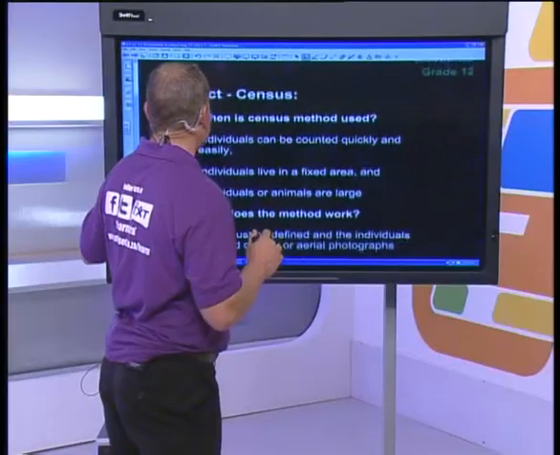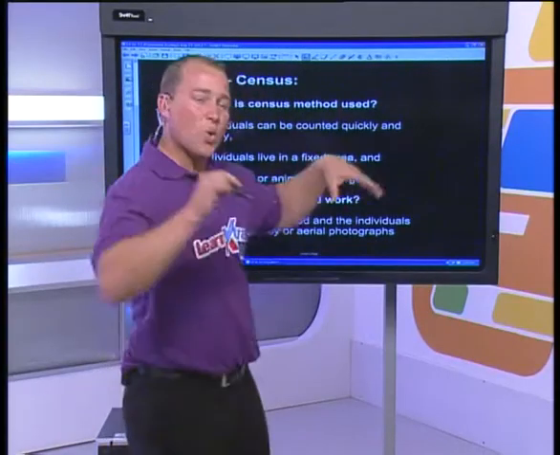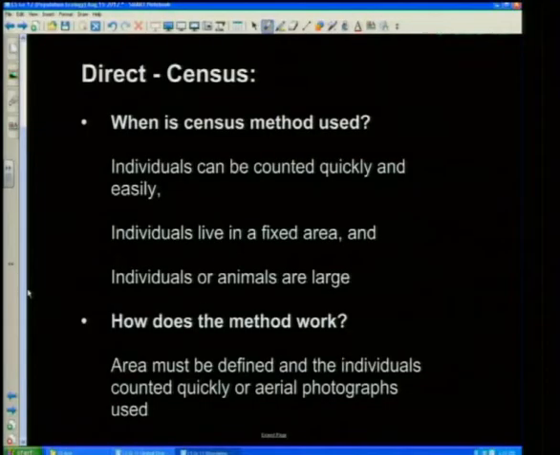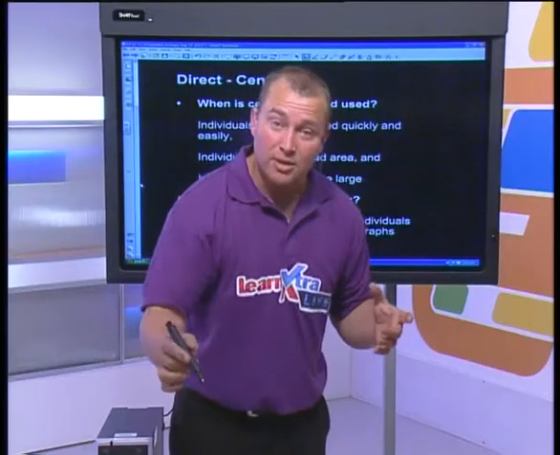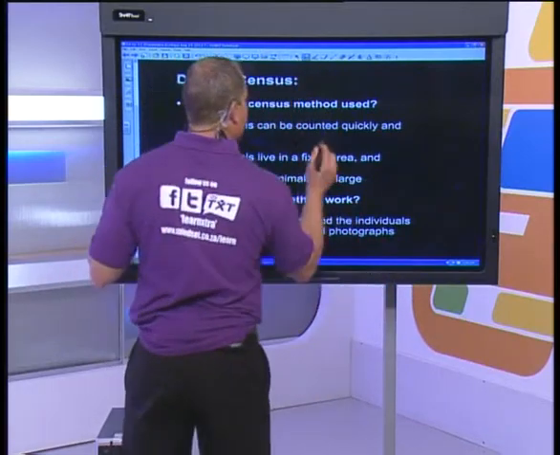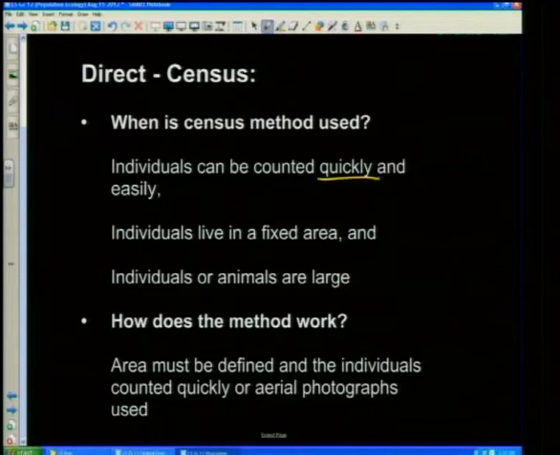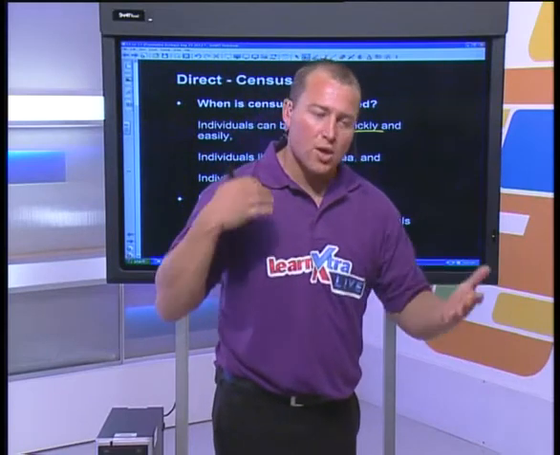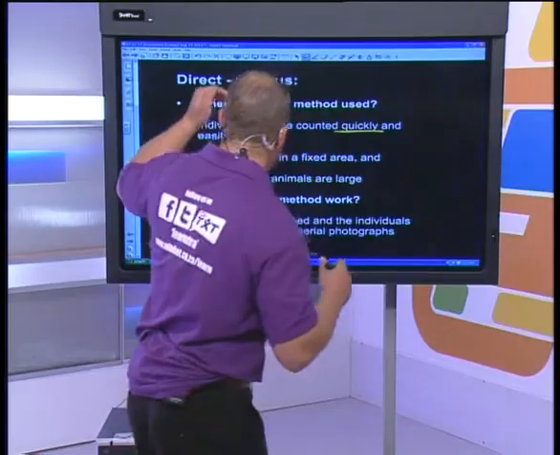Now, look at the census. It's very simple. We're having a look at a specific area. And if you look at it, the individual must be easily seen so you can actually count them. It's pointless if you can't count them. So the individuals must be able to be counted quickly and easily. The census for us took a long time, but in actual fact, it could have gone quickly. If everybody was in their house at the same time, we could have done it very quickly, right? So it has to be done quickly.